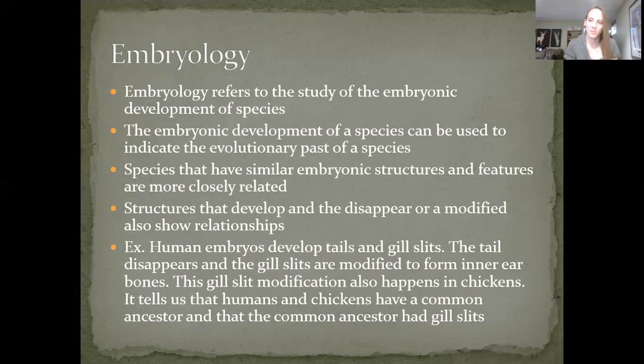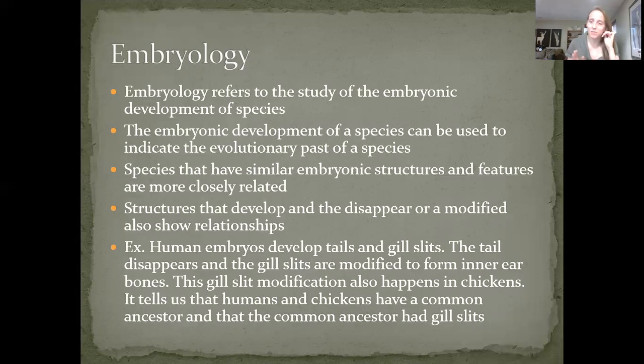The tail obviously disappears and we're left with just the tailbone. The gill slits are actually modified into what is now our inner ear bones. And the gill slit modification also happens in chickens, which tells us that humans and chickens have a common ancestor that both had gill slits.